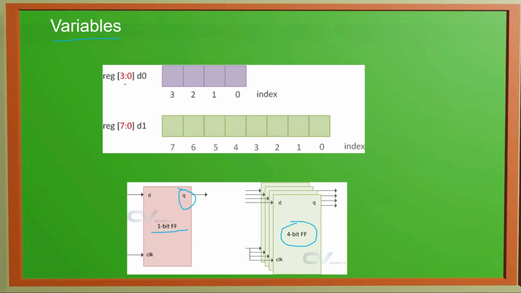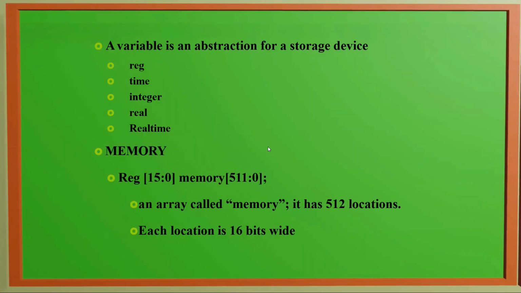So if the register is 3 down 0, that means there are 4 blocks for our input. This input may be some data in digital form, 0, 1, 1, 0 or something like that. So a variable is an abstraction for a storage device where we can use register, time, integer, real time. So this memory is used for the storage.